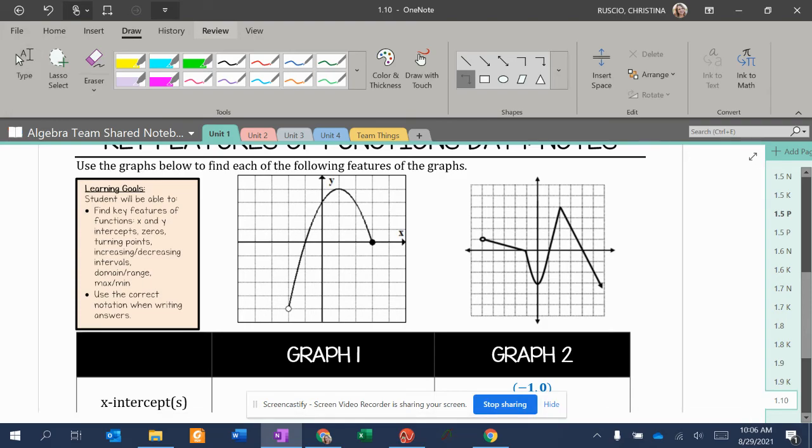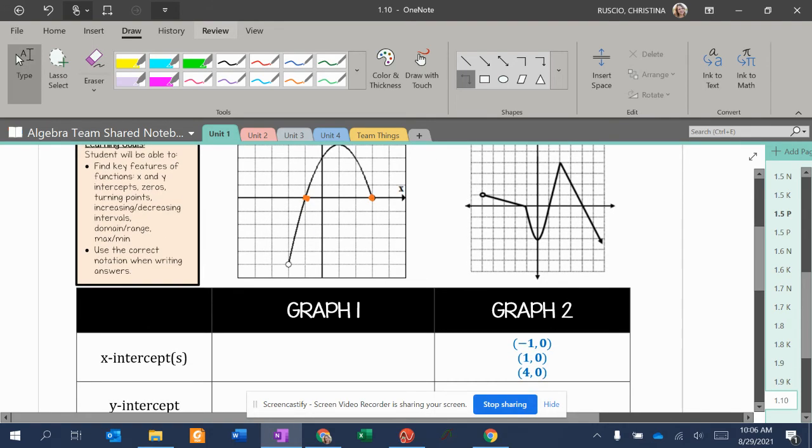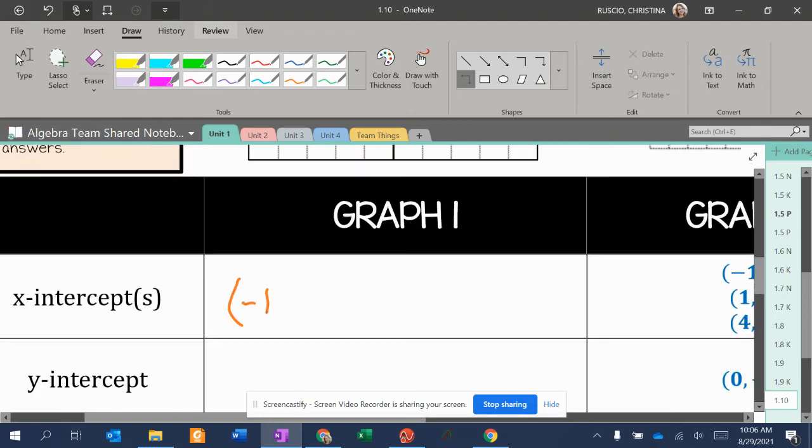X-intercepts. X-intercepts are the places where the graph crosses the x-axis, which is here and there. And we write x-intercepts as points. So those are the points (-1, 0) and (3, 0). So we're going to write those out using the correct notation: (-1, 0) and (3, 0).